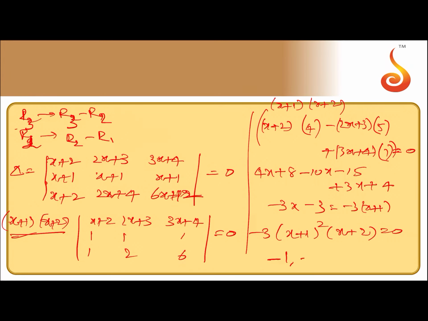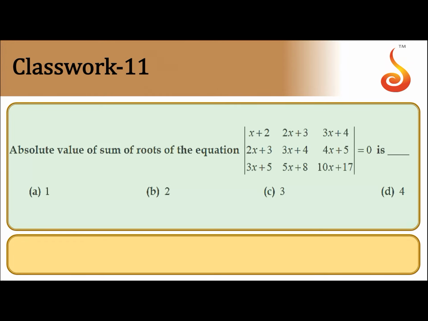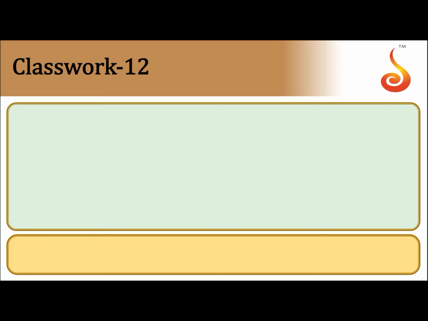The roots are nothing but minus 1, minus 1, minus 2. The sum of these roots is equal to minus 4. So the sum is minus 4, but the absolute value of the sum is plus 4. Yes, of course. So the answer is plus 4.